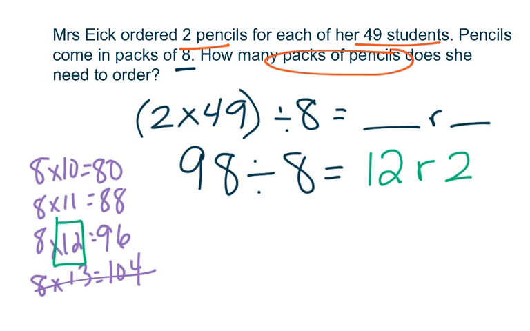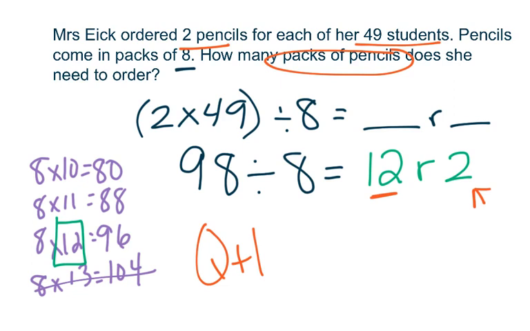What type of problem is this? This is a quotient plus 1 problem. I need to make sure that everybody gets enough pencils. Right now, if I only ordered 12 packs of pencils, I would have 2 students or 2 pencils more that I would need. So I would have 1 student that wouldn't get any pencils. That poor student would be writing with something else. So we need to make sure that everybody gets what they need.